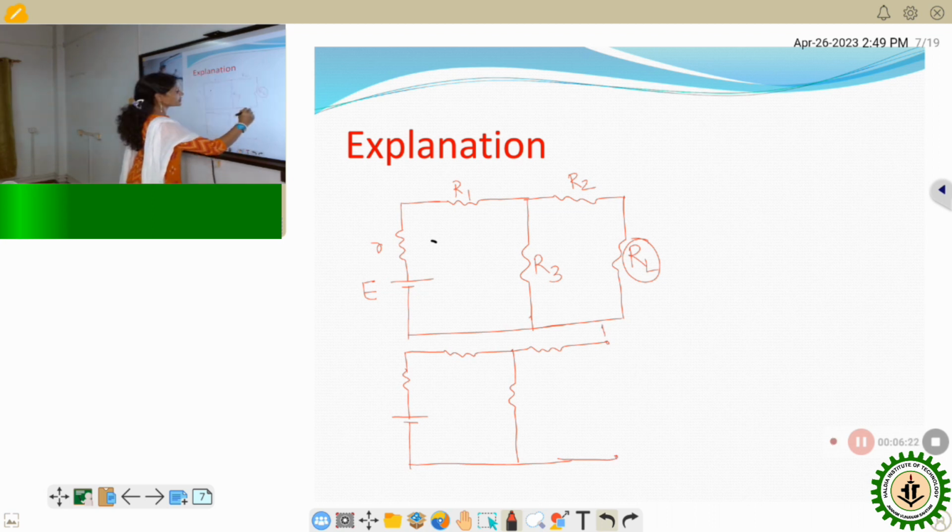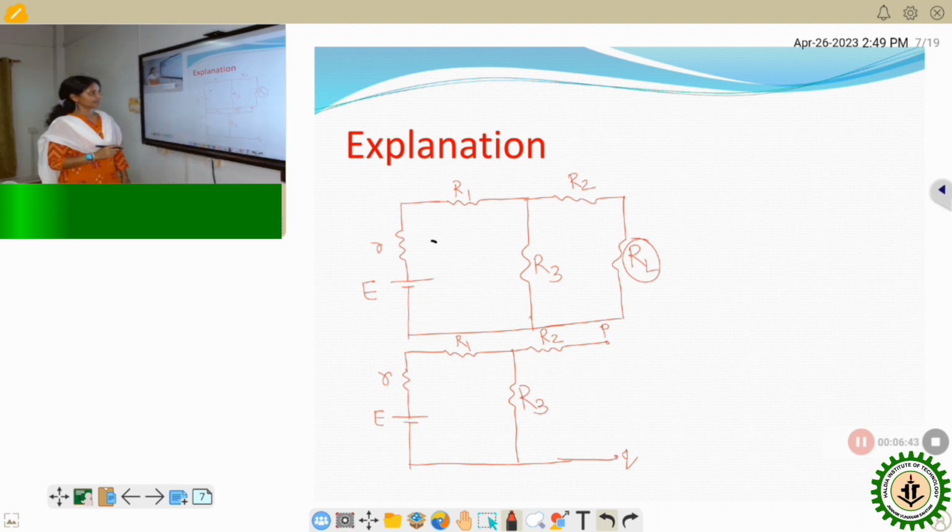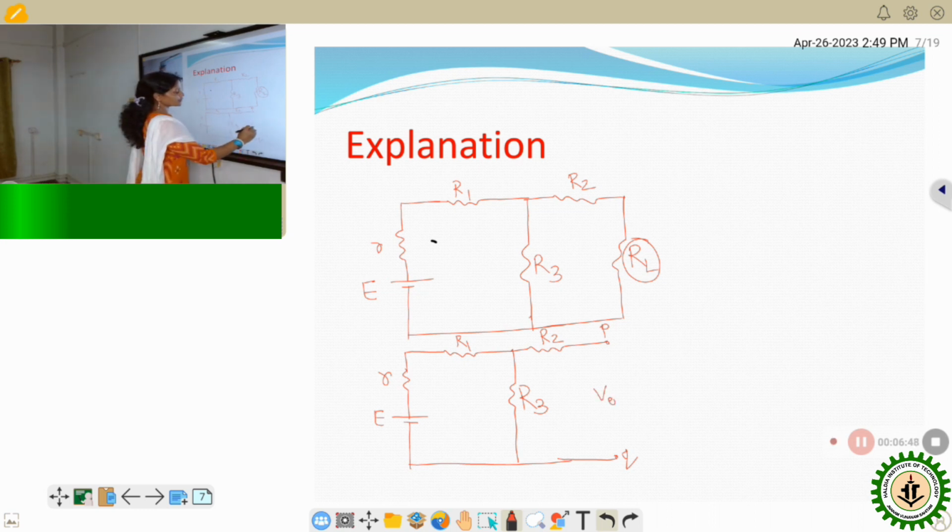Suppose the terminals are named P and Q. It is R, it is E, it is R1, it is R2, it is R3. Now what I have to do? Now calculate VOC. Calculate the voltage across the open circuited terminal, and that is known as the VOC as well as the Thevenin equivalent voltage, that is VTH.